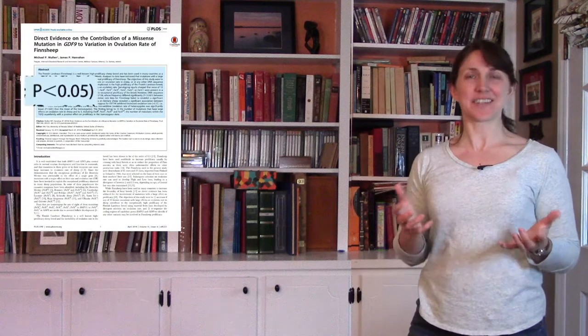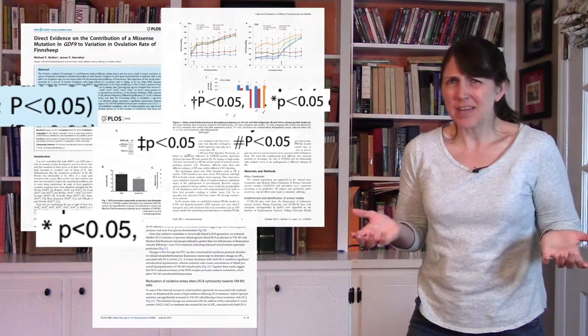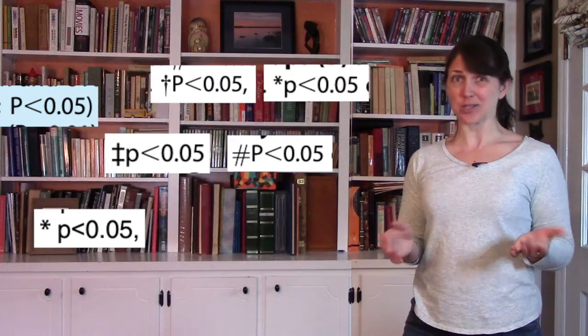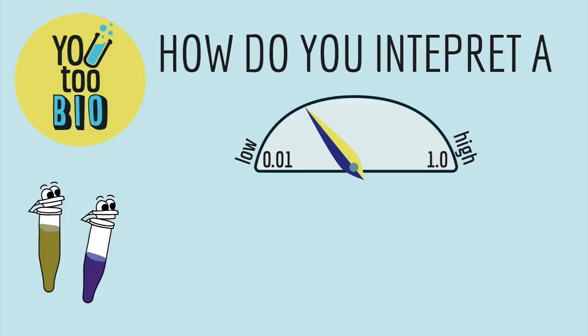P-values are everywhere in scientific papers. But what does a p-value even mean? And why is it so special if it's less than 0.05? In this video, we'll explain how p-values help scientists make conclusions.